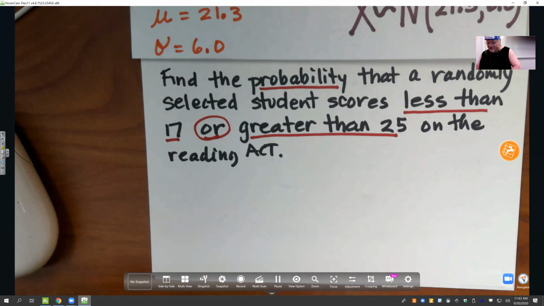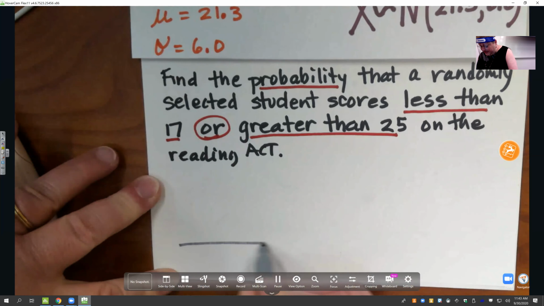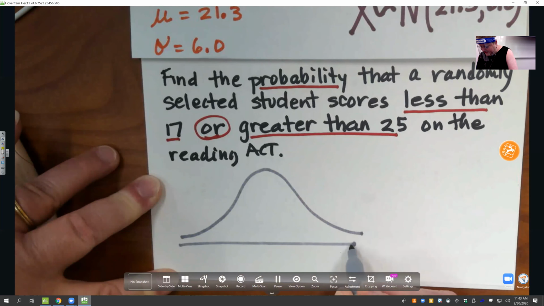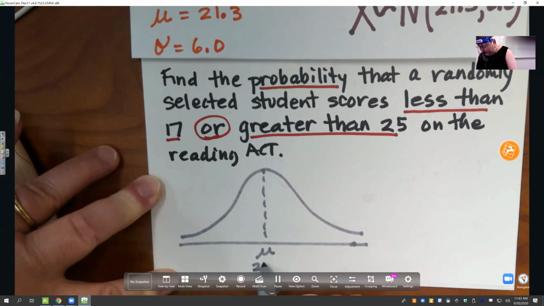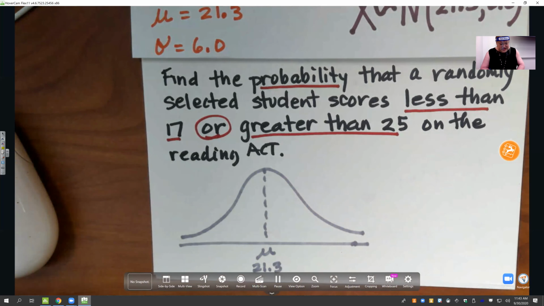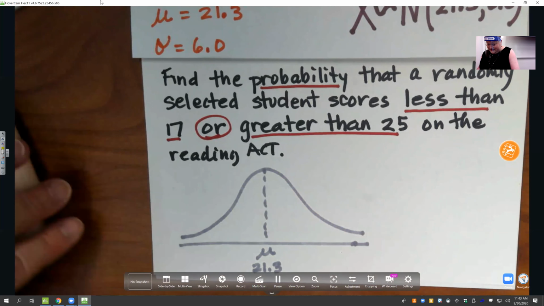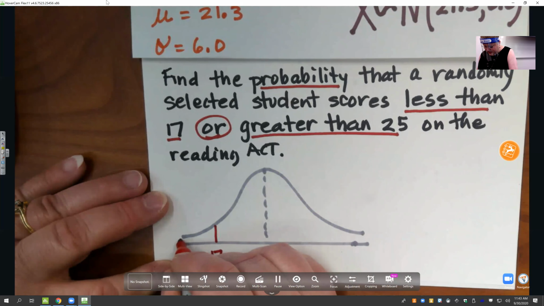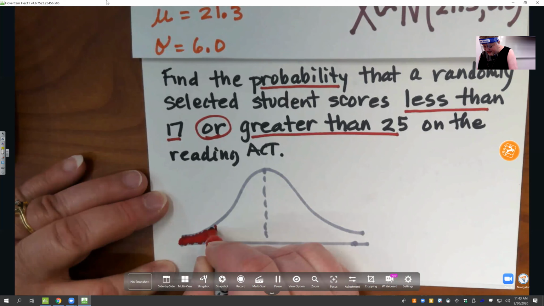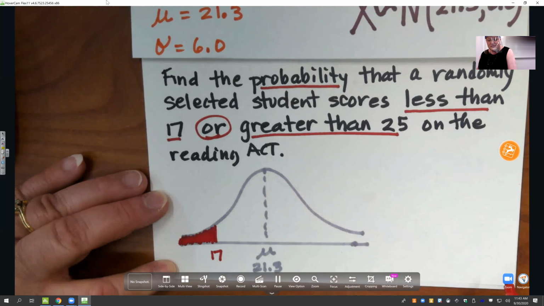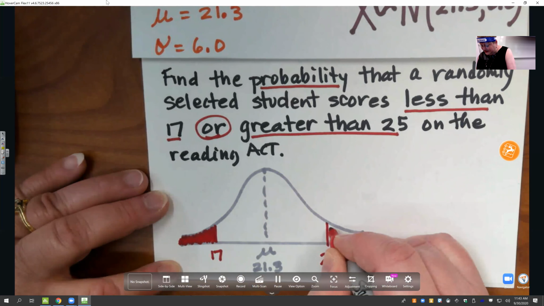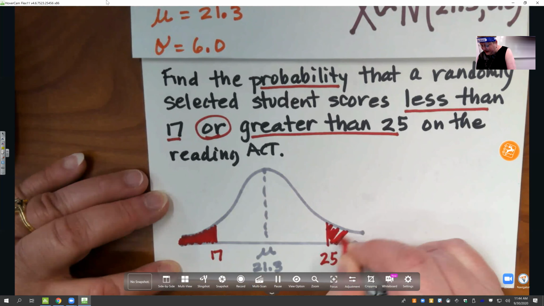Okay, so let's draw a picture. Horizontal axis, bell-shaped curve, mean in the middle, just 21.3. We have less than 17, so 17 is on the left, and we want to be less than. 25 is on the right, and we want to be greater than.